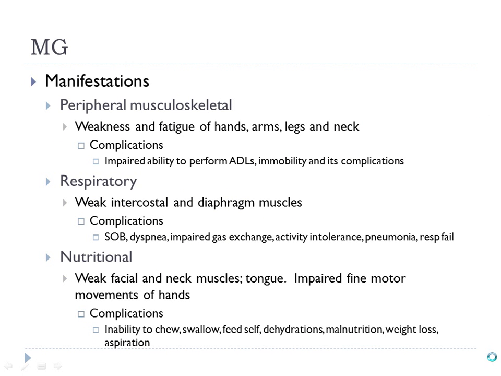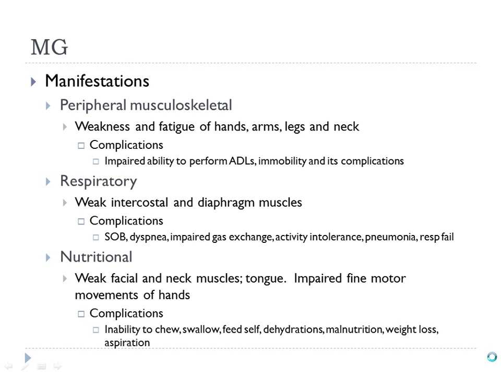Let's see. I just broke it down by system here. So, weakness of the peripheral musculoskeletal. This would give us manifestations of problems with activities of daily living, walking, mobility, things like that. So peripheral, the little arms and legs. So weakness of the diaphragm and the intercostal muscle would impair the person's breathing ability.